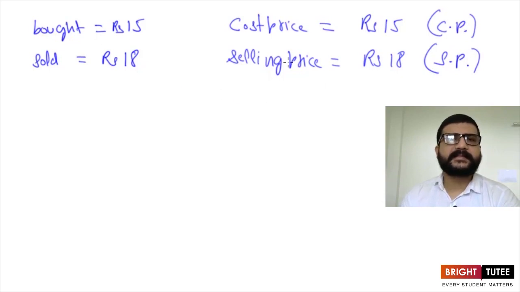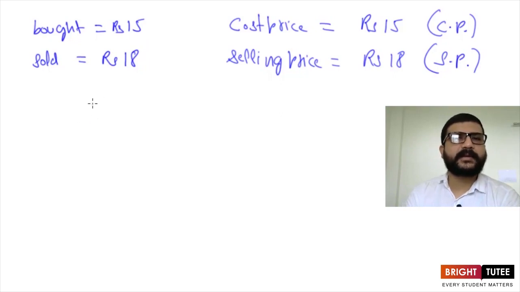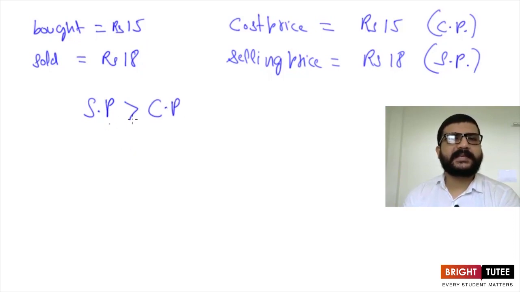Now here in this case, we observed that we made a profit here. Why we made a profit? Because here in this case SP was greater than CP. If SP is greater than CP, then it is a profit here. Now profit of how much? How we can find that? See here, we bought the item at rupees 15 and we sold it at rupees 18. So how much profit we made? We made a profit of rupees 3.